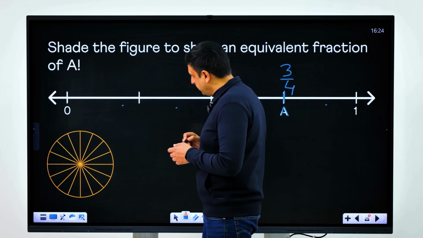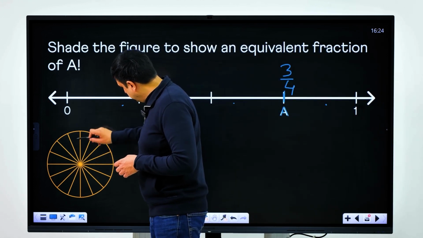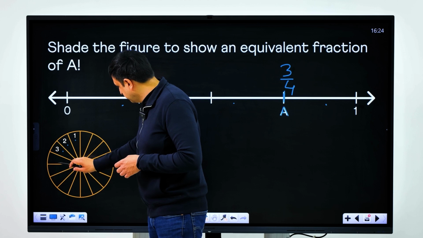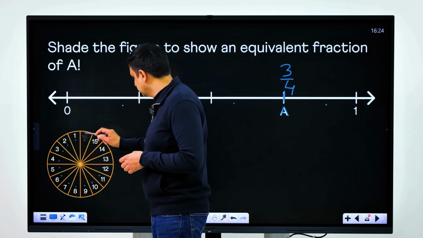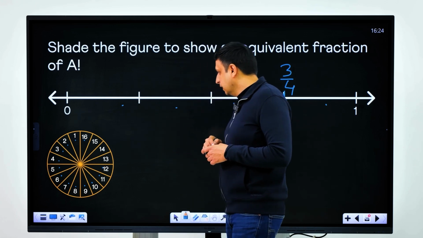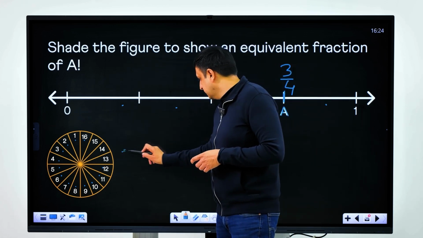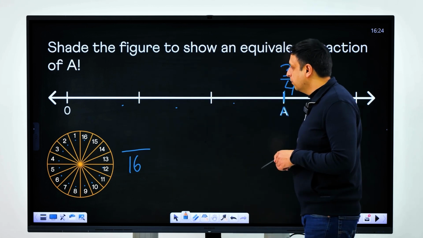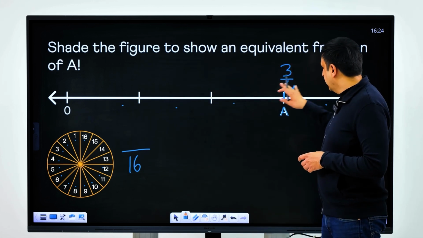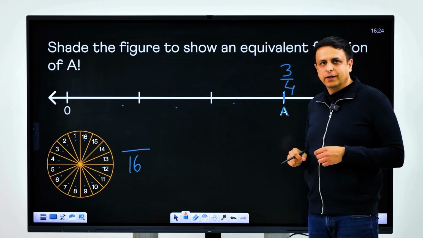So let's count the number of parts here. Let's start from here. So we have 1, 2, 3, 4, 5, 6, 7, 8, 9, 10, 11, 12, 13, 14, 15, 16. So we have 16 parts. So 16 is our denominator, and we need to shade a certain number of parts so that we get a fraction that is equivalent to 3 over 4.